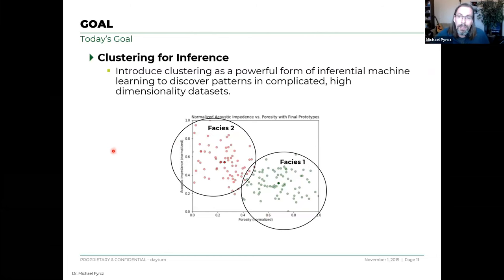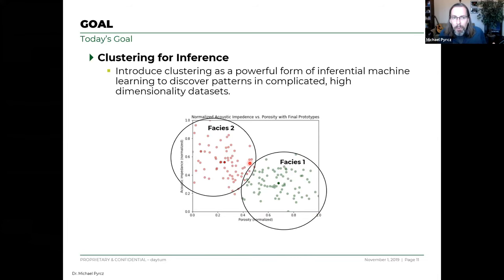Let's talk about clustering for inference. We're going to introduce the concept of clustering as a powerful form of inferential machine learning. Inference, in our regular course, we spend time talking about predictive versus inferential approaches in machine learning. Let me just summarize it. It's discovering patterns in complicated, high dimensionality data sets. Now, I say that, but then I show all of my examples with two features, feature one, feature two, and I show our clustering results, our grouping within the data, trying to find natural groups within the data. Structure, that's an important part of structure. And I'll do it in two features all the time. That's for the purpose of rapid and easy visualization.